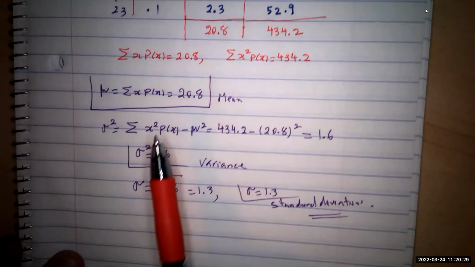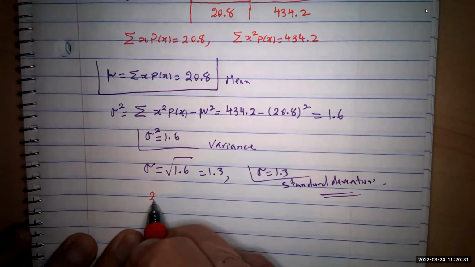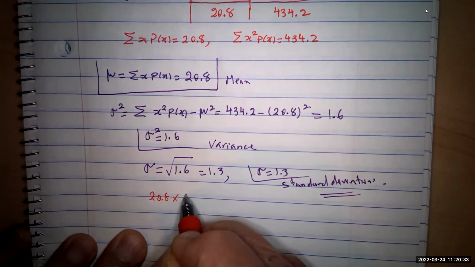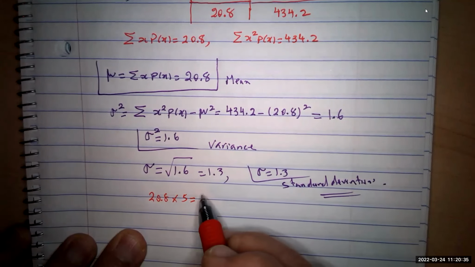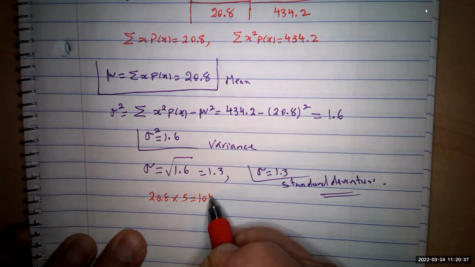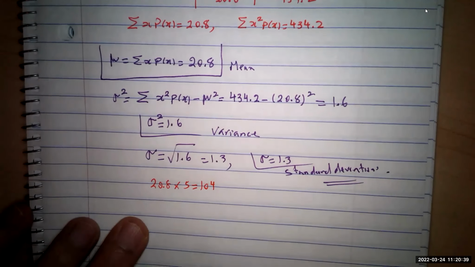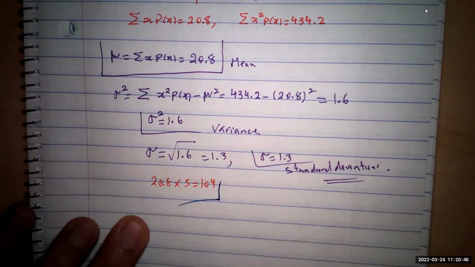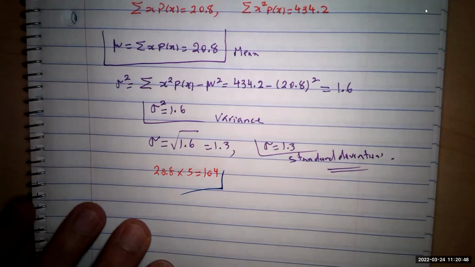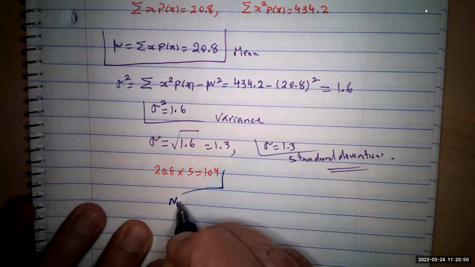So if you multiply 20.8 by 5, you get 104. Of course, you can run that if you need it, but you don't need this one. This is going to be the number that you have to order for the next 5 days.